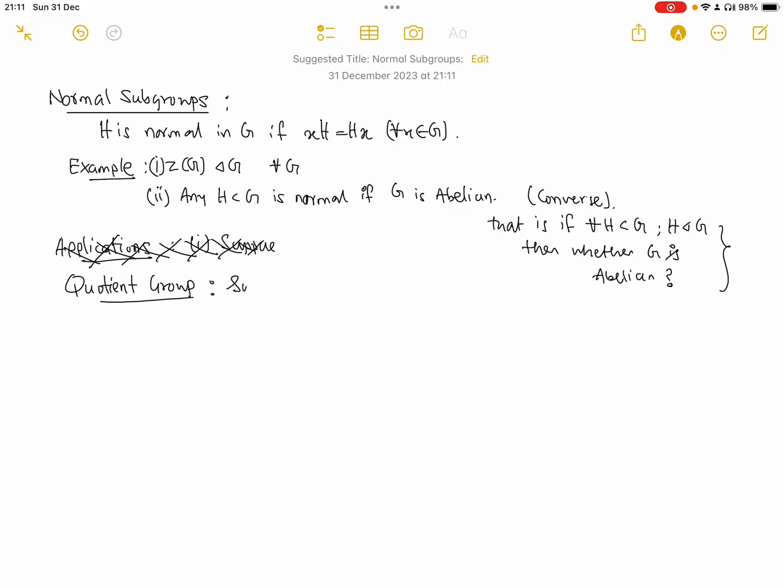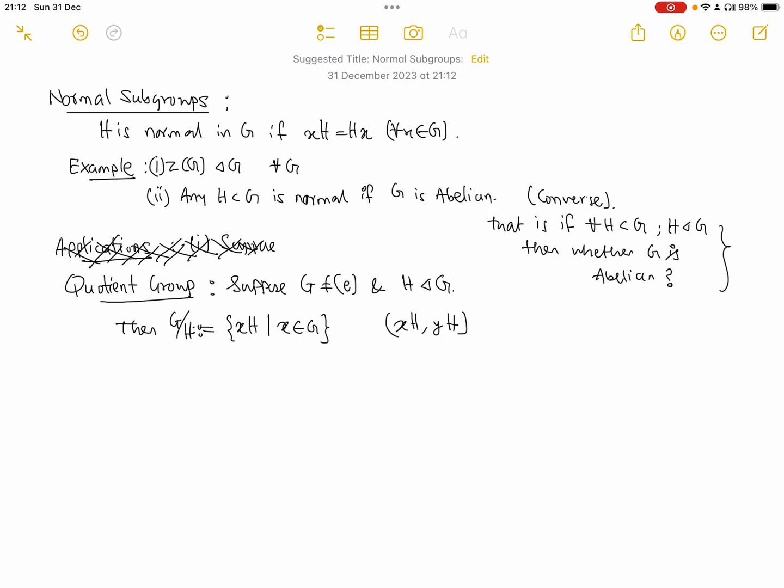So suppose you have a group, it may be finite or infinite, a non-trivial group, and you have its normal subgroup, let's say H. Then I'm taking all the distinct left cosets xH in G, and I'm denoting this set by G modulo H. And now I'm giving it a binary operation. So far we just have a set. You take two elements of that set, they will look like xH and yH for some x, y in G, and I'm sending it to xyH.